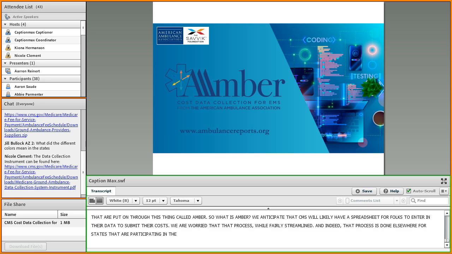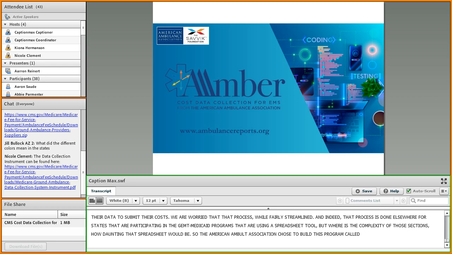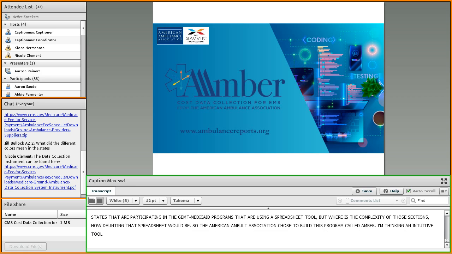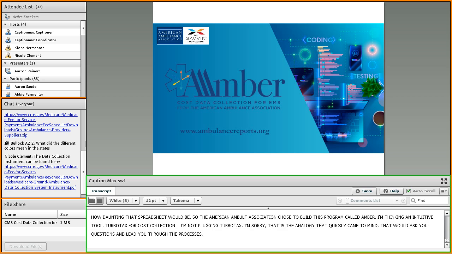So what is AMBER? We anticipate that CMS will likely have a spreadsheet for folks to enter their data to submit for costs. We're worried that that process, while fairly streamlined, and indeed that process is done elsewhere for states that are participating in the GEMT Medicaid program, they use an Excel spreadsheet type of tool. The worry is, with 13 sections and the complexity of those sections, how daunting that spreadsheet would be.